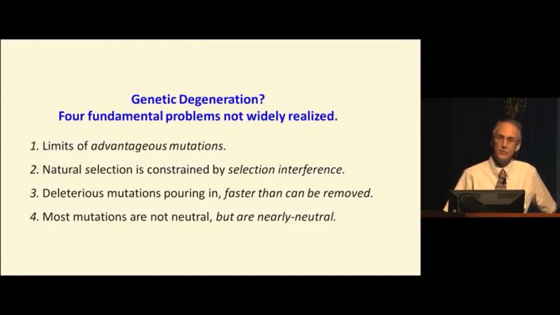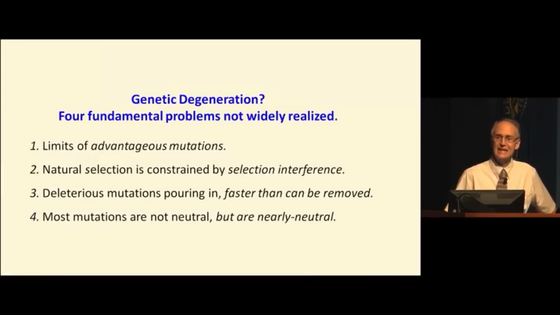Okay, so on what basis should we be concerned about genetic degeneration? There are 4 fundamental problems that we should be concerned about, and these problems are not widely understood. The first one is that there are limits to what advantageous mutations can do. Advantageous mutations might counteract the effect of the flood of deleterious mutations that are entering the human population. But we'll see that beneficial mutations are rare and seldom can make the type of compensation that's needed to stop the net loss of information.